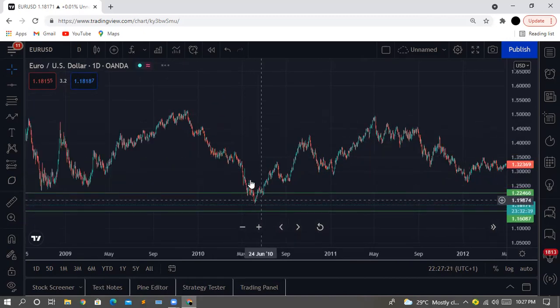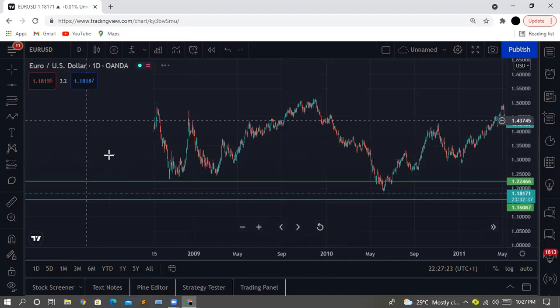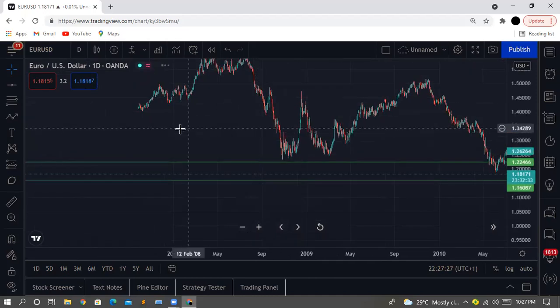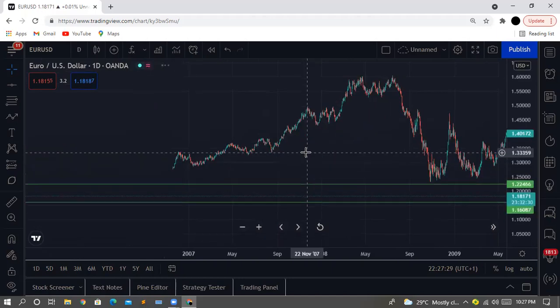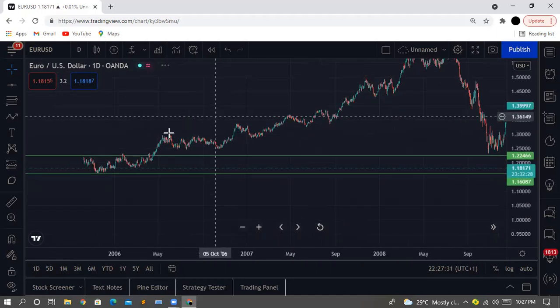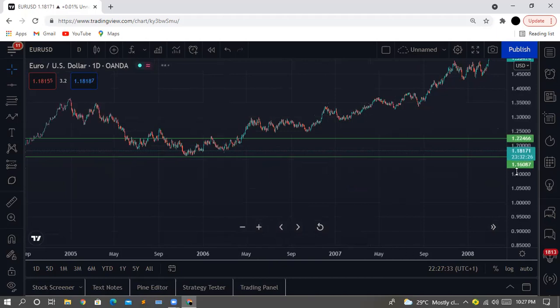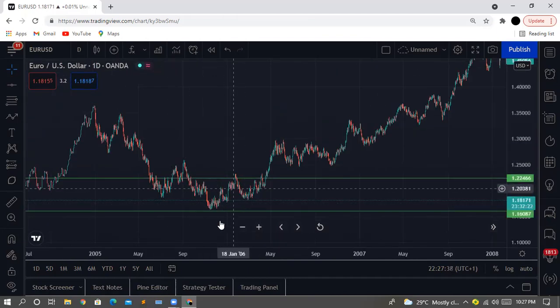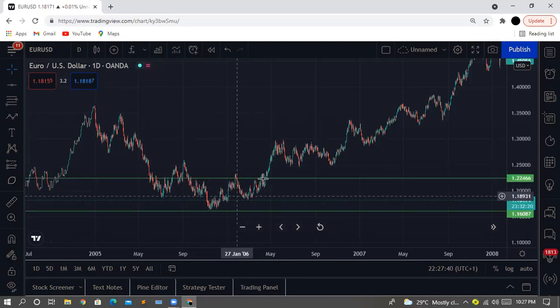Just imagine. Look at this zone as well. Come back, look at this zone. So these are not just lines. These are what? Zones. You can see in between the zone, in between support and resistance, it ranged for some time.